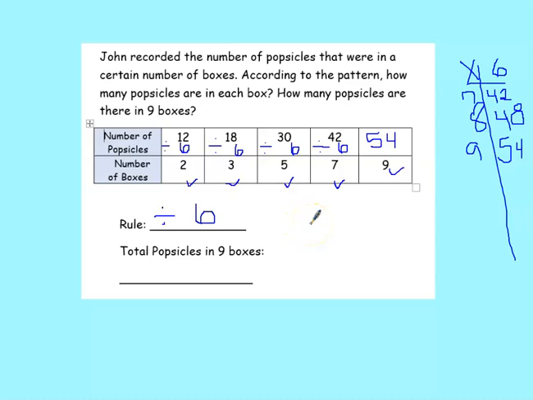And then look at the other question. Our other question said, how many popsicles are there in 9 boxes? Well, look at my table. Here's the number of popsicles, and here's the number of boxes. I had 9 boxes. So how many do I have? I have 54. So there are a total of 54 popsicles. And I should write popsicles.